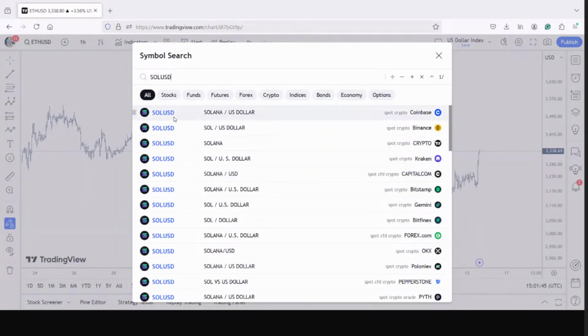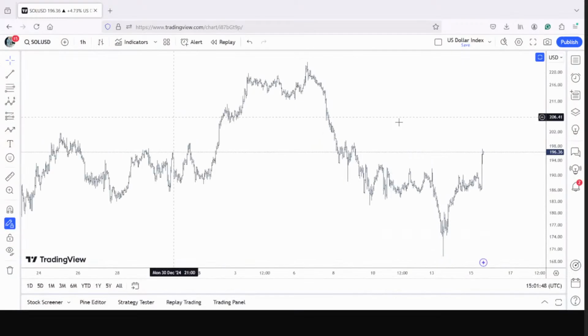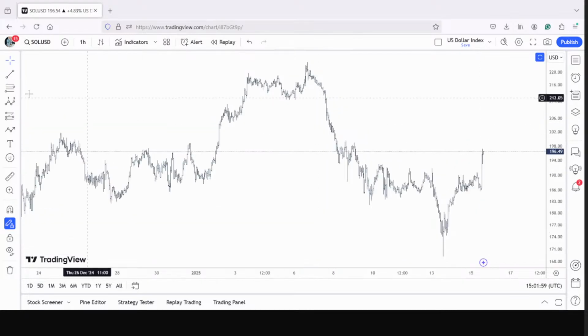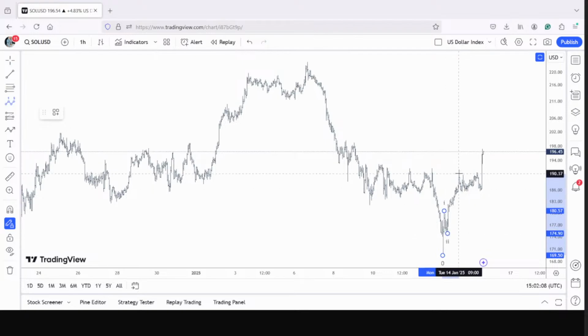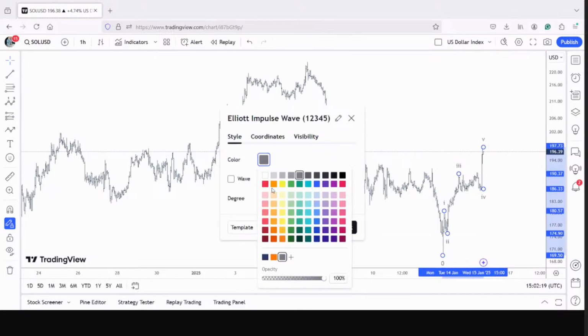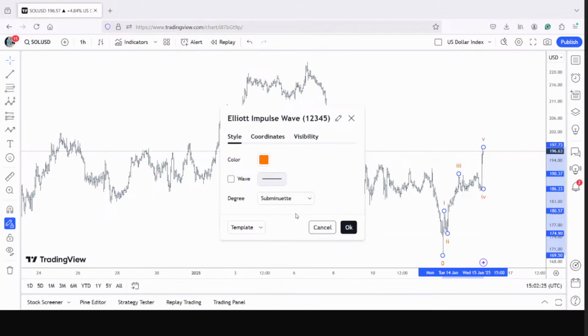Solana. Same story, and we should be happy because what we had projected, 1, 2, 3, 4, and 5, is now complete. Let me bring up the wave structure here once again. That's an impulse complete. Of course, the degree is not what you're seeing right now. The degree is minute.